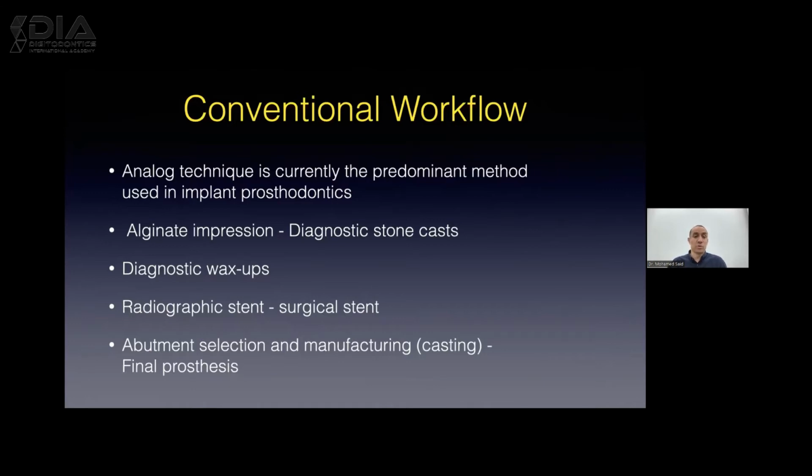Also, when we are doing an implant case in a conventional way, we sometimes ask for a radiographic stent that the patient uses to get a CBCT, in order to start making a surgical stent in the lab that will assist us in the implant surgery. After placing the implant, we wait for healing. And after healing, we start making the final prosthesis using the regular casting techniques. This is what we used to do in the past.